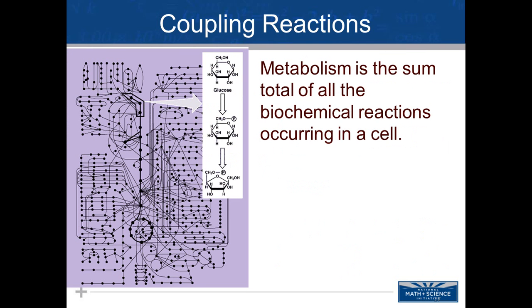So metabolism then is the sum total of all the biochemical reactions that are occurring in the cell. And in general, there's two types. There are catabolic reactions. Catabolic reactions are those reactions that in general break down molecules, and they are exergonic. And then there are anabolic reactions, and anabolic reactions are those chemical reactions that synthesize or make a larger molecule, and they require an energy input or they're endergonic.